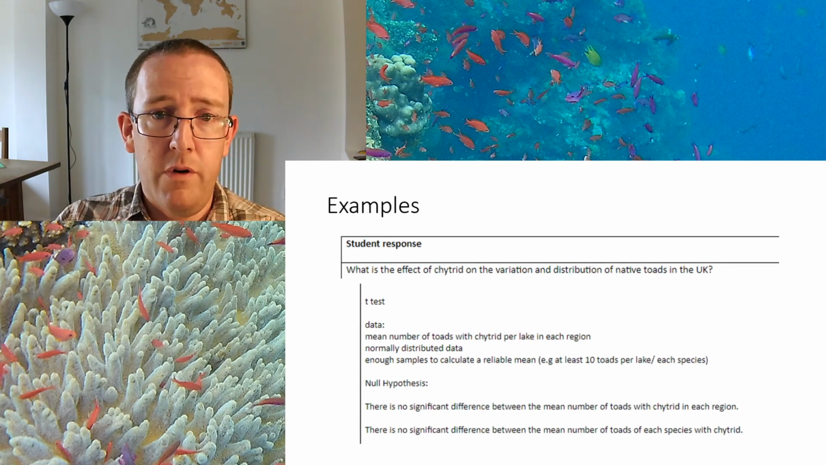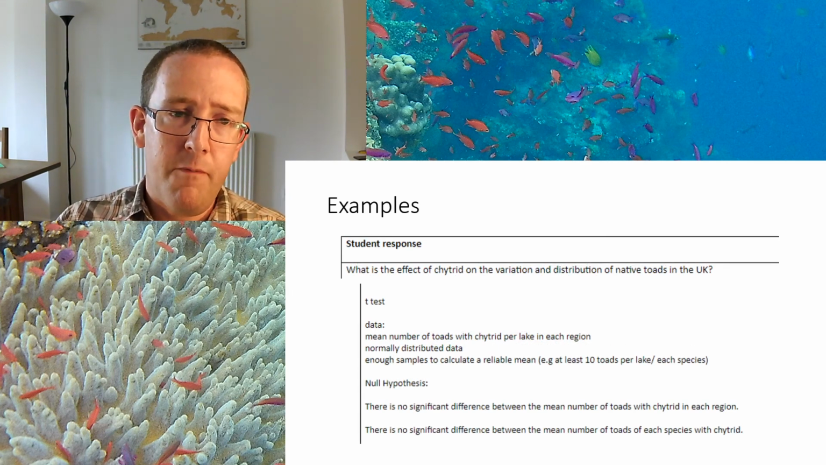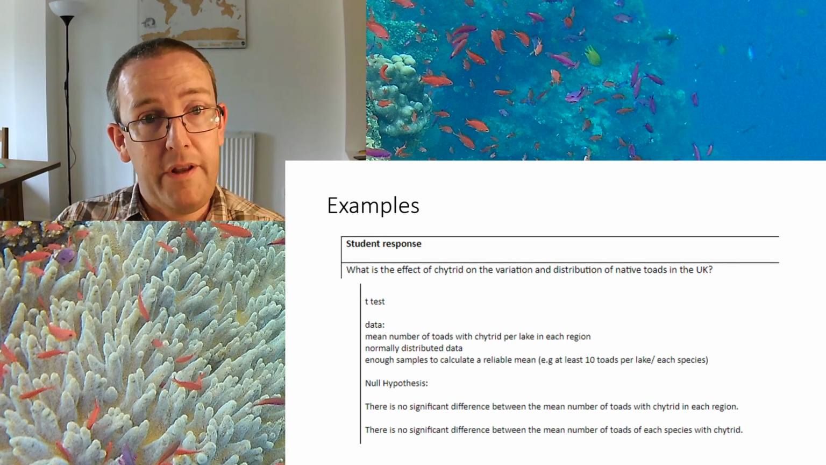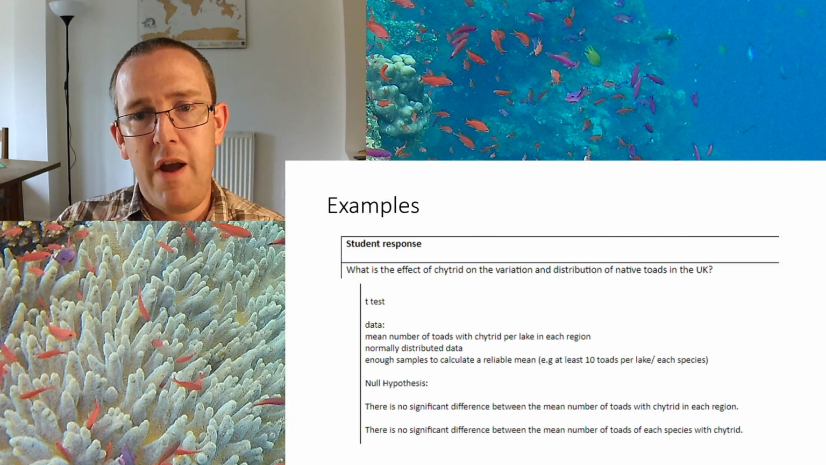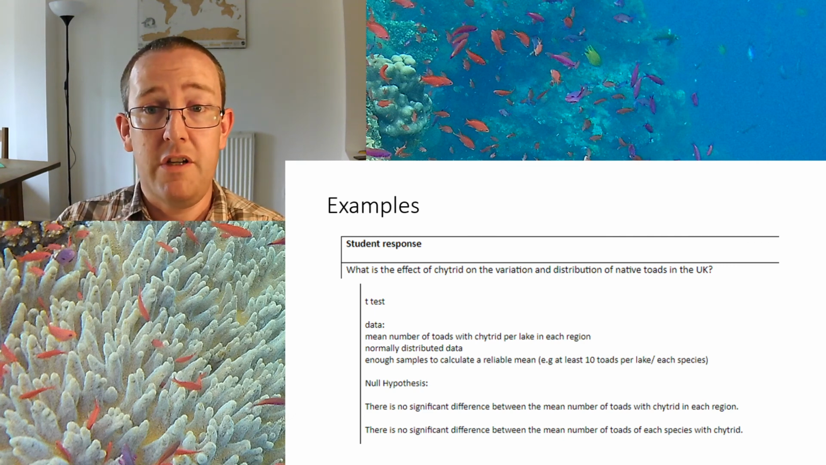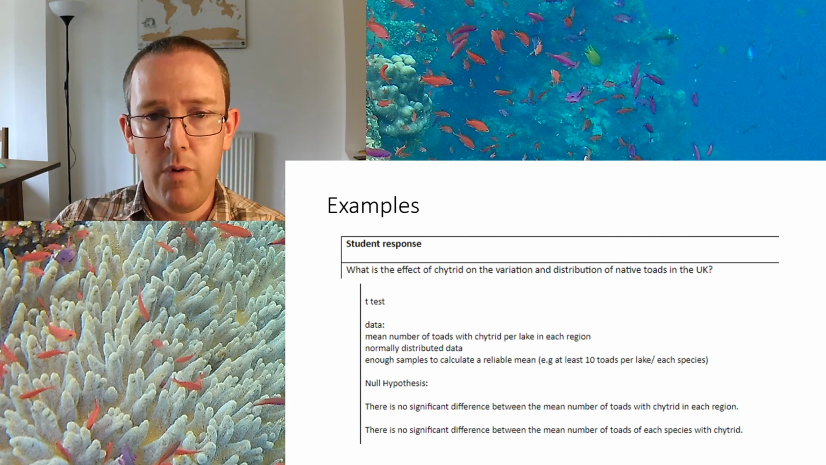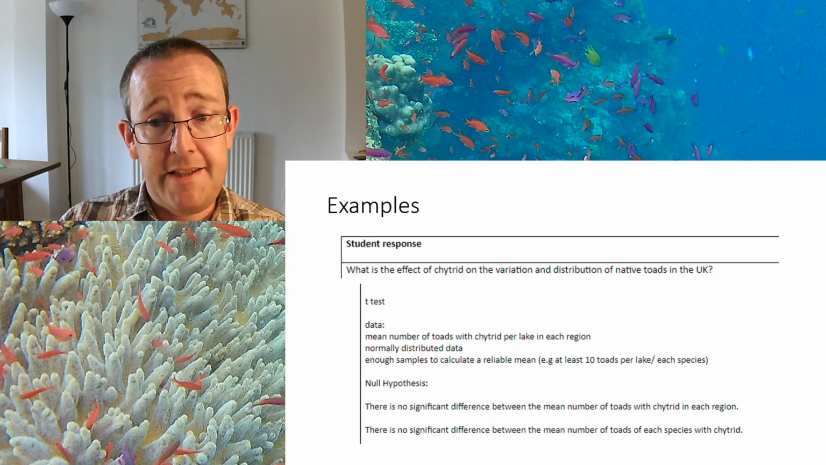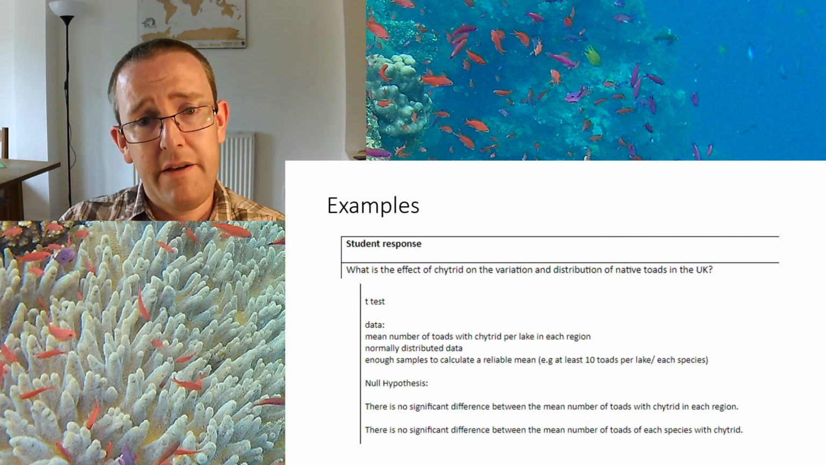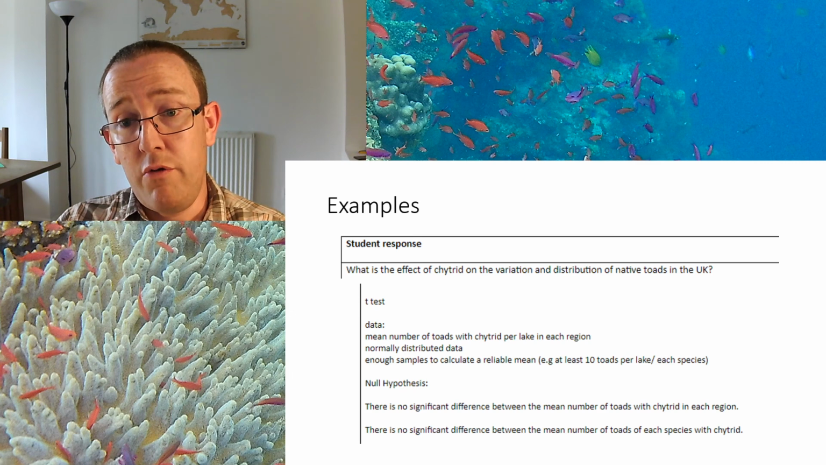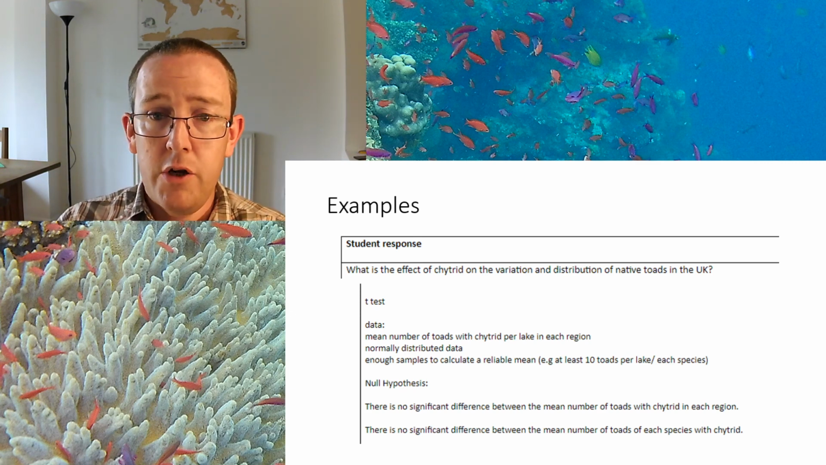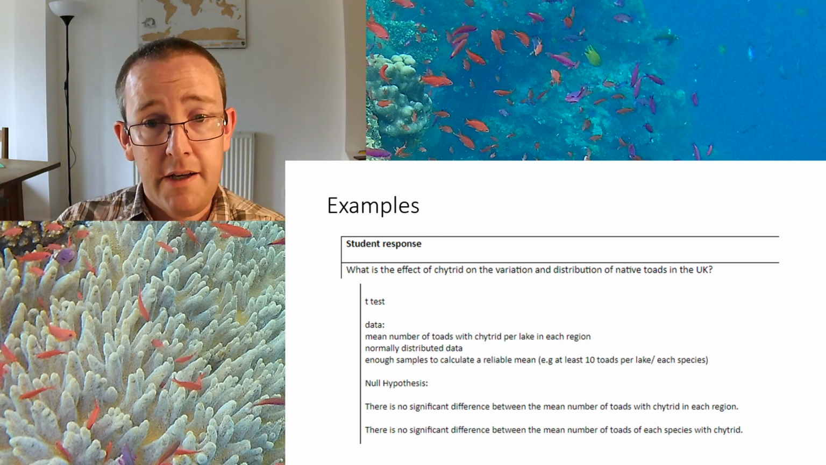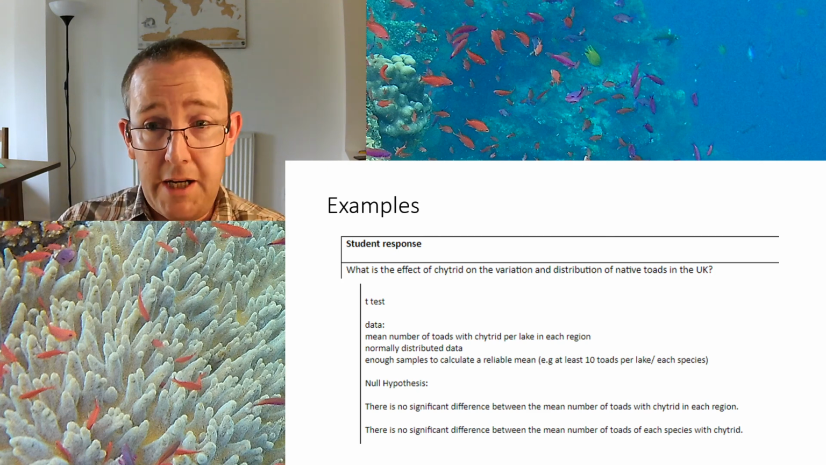And also nice work here. Bit of a vague question, but kind of pulled it out of the bag with the method and then the stats. What's the effect of chytrid on the variation and distribution of native toads in the UK? Quite a broad, general question, but you're asking to do a t-test there, okay? The data. The mean number of toads with chytrid per lake in each region, fine. Normally distributed data, yes it is. Enough samples to calculate a reliable mean, yep, great.